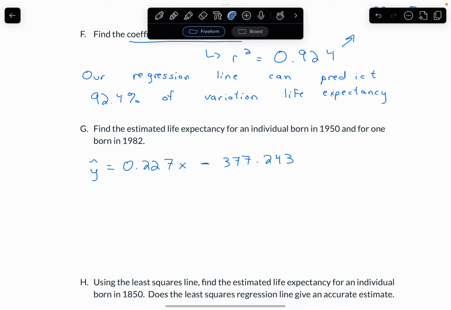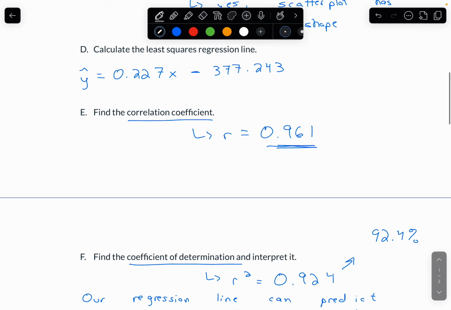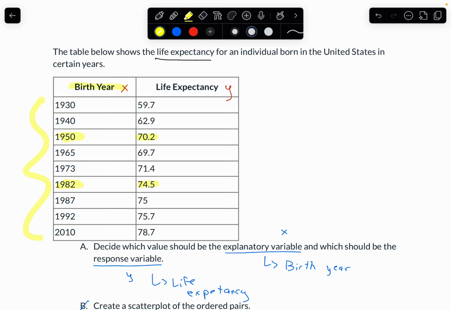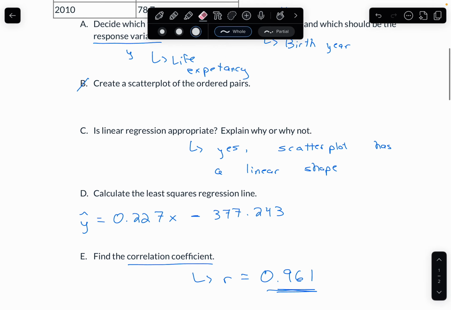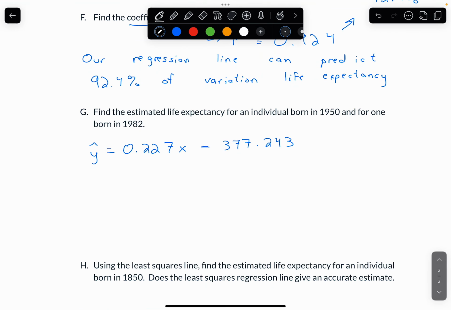We're going to finish up this problem that we were working on in the last video. I had some technical issues, so I had to reset. But if you'll recall, we were talking about creating a least squares regression line for an individual's birth year versus their life expectancy, where we were using the birth year as our X value to make a prediction about the life expectancy for our Y values.